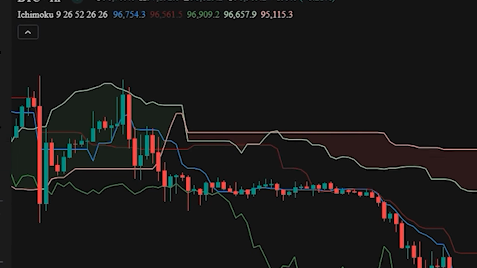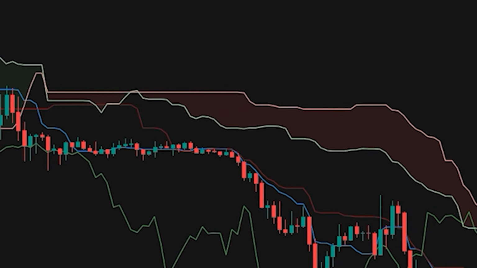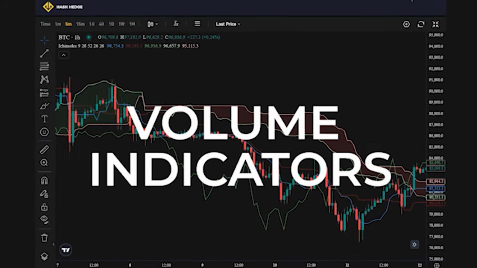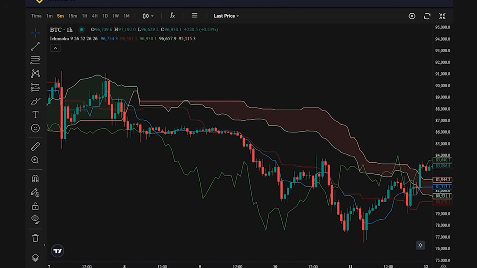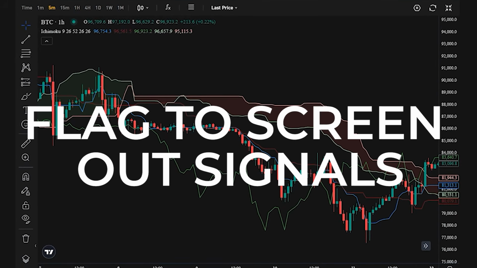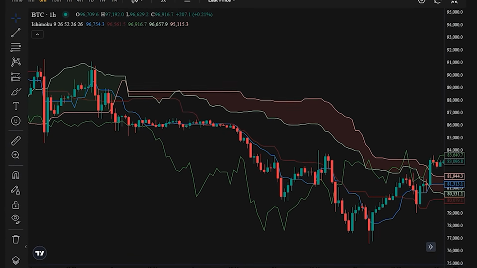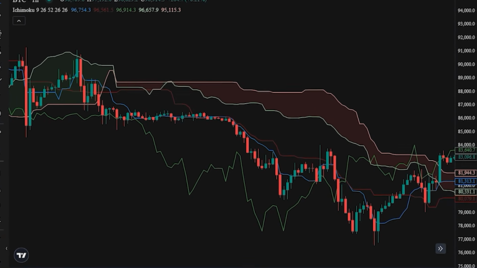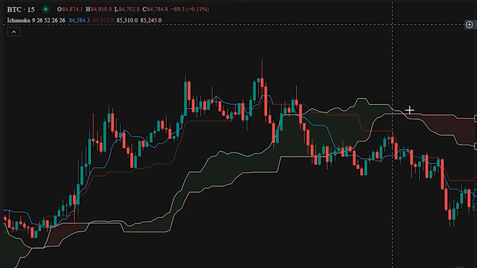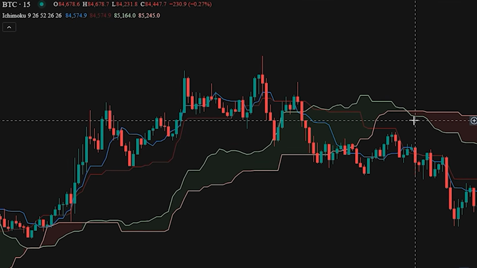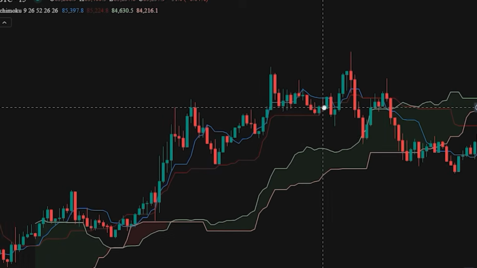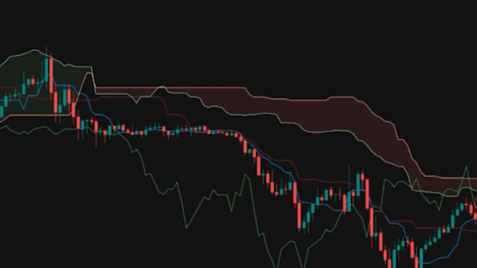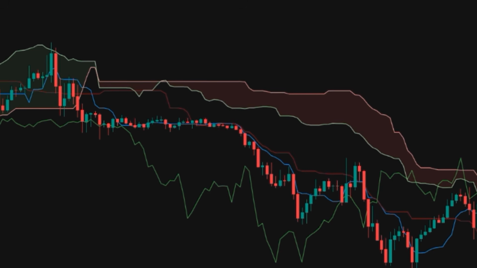It is a system of several complex moving averages that are not calculated using standard moving average formulas. Some of them include volume indicators, some of them are shifted from the current movement with a flag to screen out signals. And I won't go into detail in this video about exactly what formulas are used to count each of these lines. I want to share more practical information on how to use this indicator to find signals and to make profitable trades.